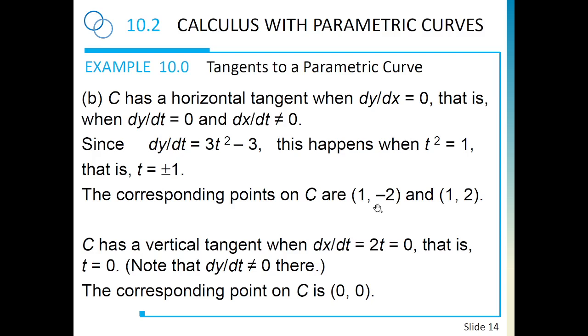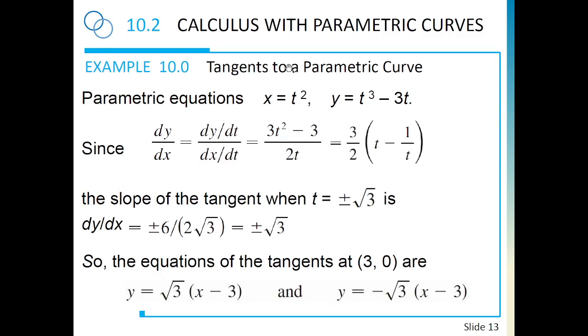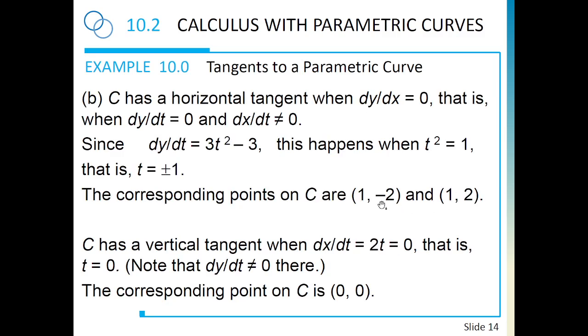And then the next thing, we put the value of time negative 1 in the equation of x and y, so negative 1 squared is 1, and here if we put negative 1 we get 2. So those are the 2 points on the curve where the tangent is horizontal.